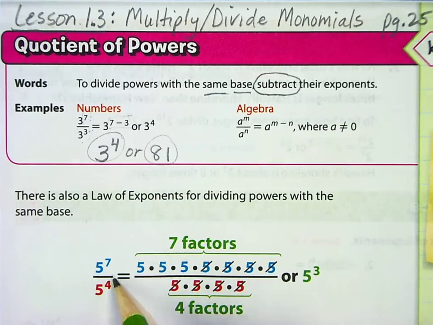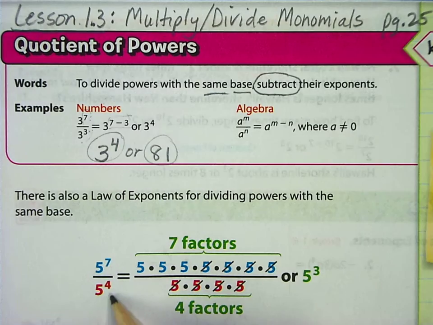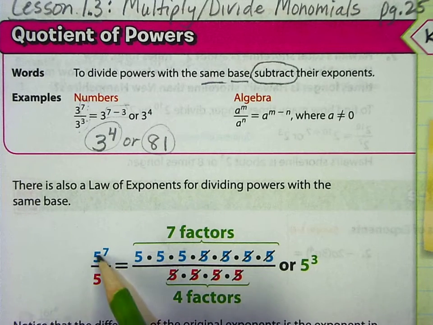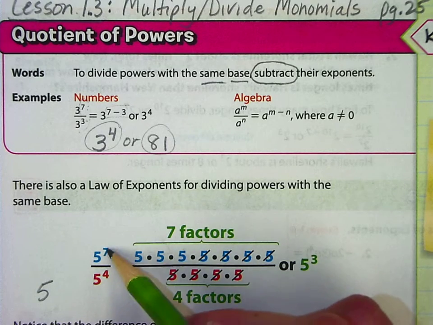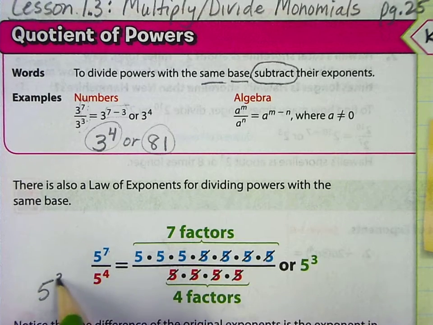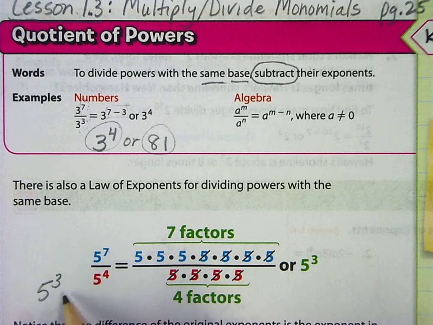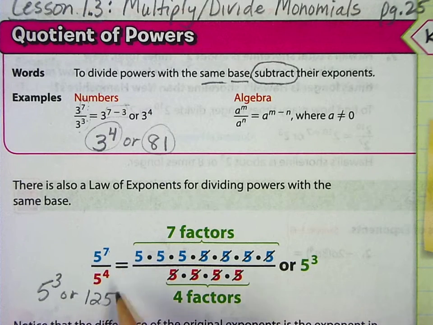Okay. How about 5 to the 7th divided by 5 to the 4th? We're dividing the same bases, so my base will stay the same, and I'm going to subtract my exponents. 7 take away 4 is 3. So either 5 cubed would be my answer, or I can multiply it out. 5 times 5 times 5 is 125.